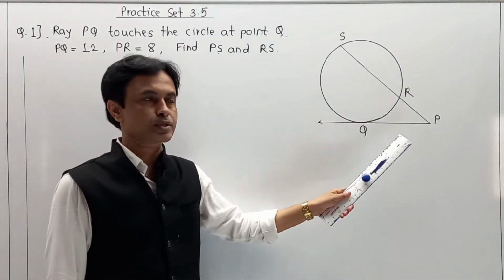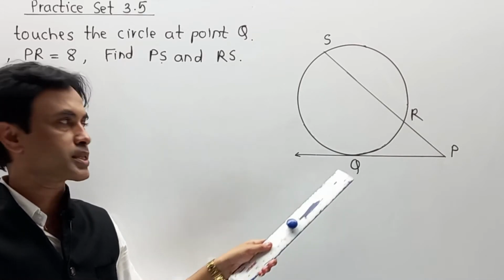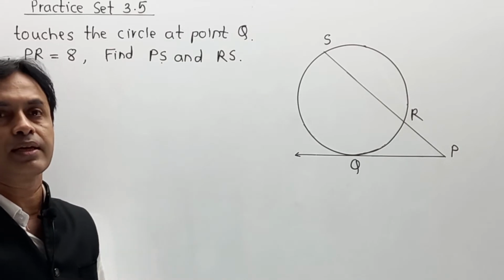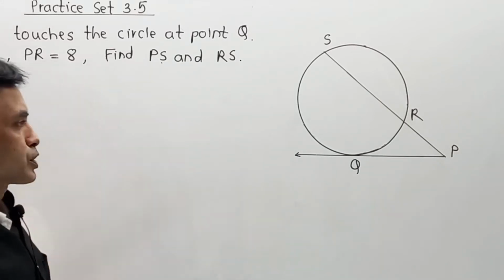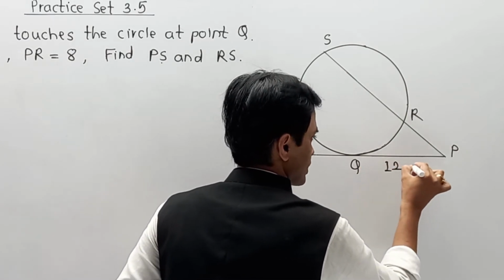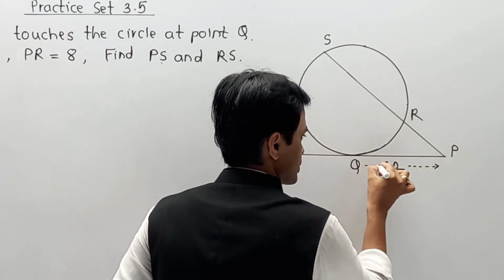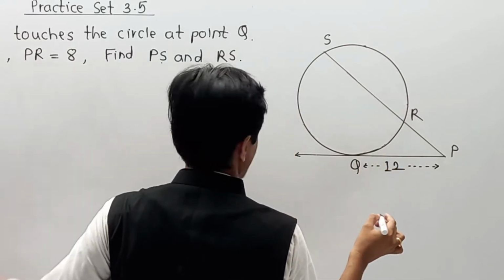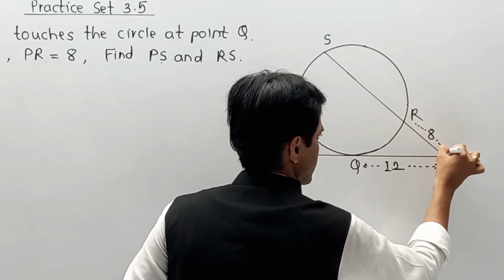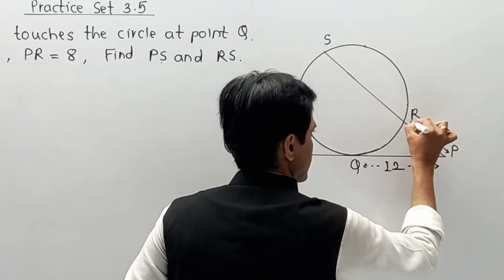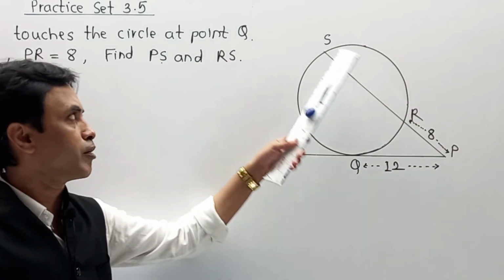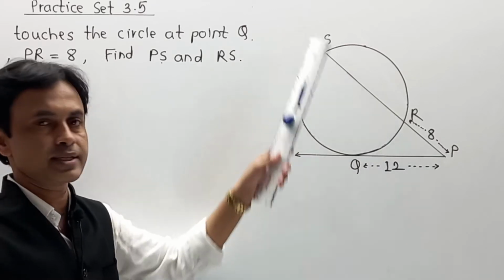I am going to explain the same part over here. Ray PQ touches the circle at point Q and PRS is a secant given over here. They have given PQ as 12. As per this diagram, PQ is 12 and PR is 8. P to R, this distance is 8. Then find the value of PS and RS.